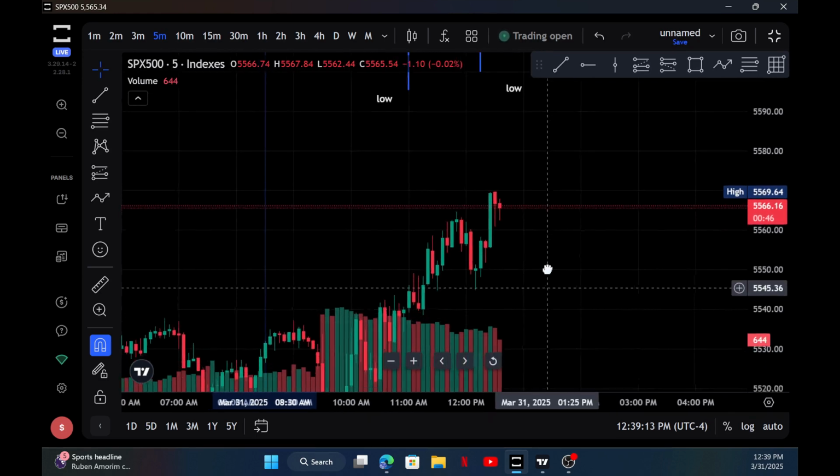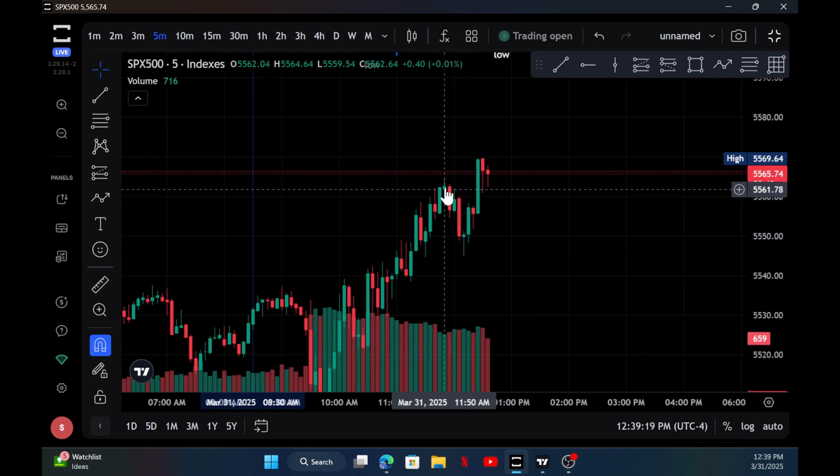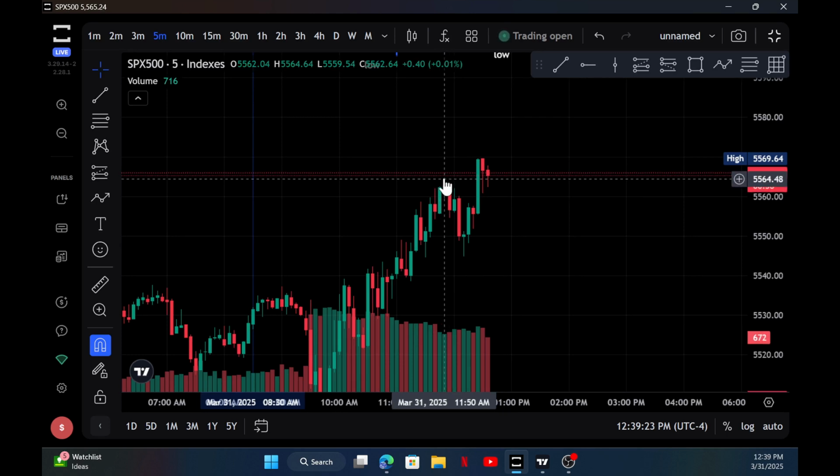Right here, you have this move up and a move down. You take the highest wick. So I don't take the closes. I take the point where it wicked highest, which is right there. That would be your high. So you have a move up, move down, highest point between the two, that's your high.